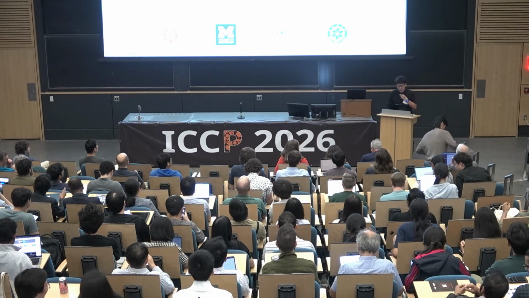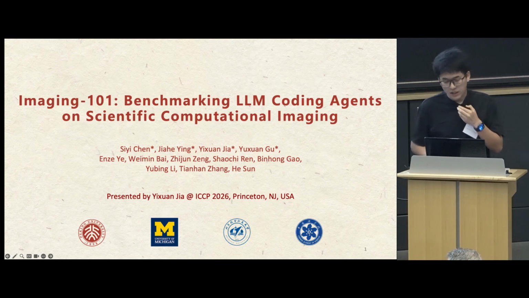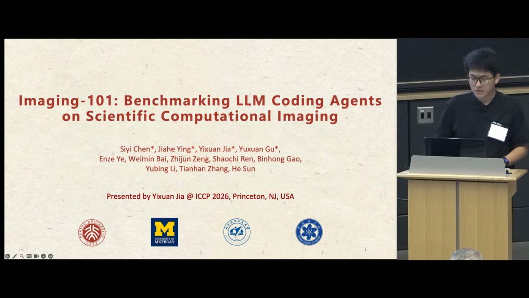Thank you very much. I'm Yixuan Jia from the University of Michigan, and I'm presenting this joint work with our colleagues from Peking University, Beihang University, and the University of Chinese Academy of Sciences. This project is led by Professor He Sun at Peking University. Our paper is Imaging 101. It asks one simple question: can today's LLM coding agents actually solve a computational imaging problem end-to-end?